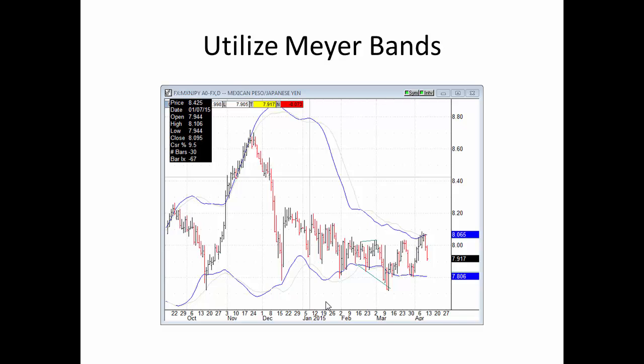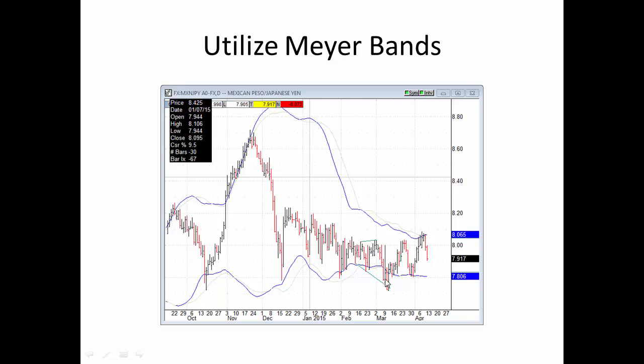So we did some thinking about something we used a long time ago, called Meyer bands. I'll tell you more about them and how we get there in a little while, but Meyer bands are kind of different. Notice that we have an EP down here by the lower Meyer band. After prices close down through here several times, there's an EP, and then it goes up to the other Meyer band.